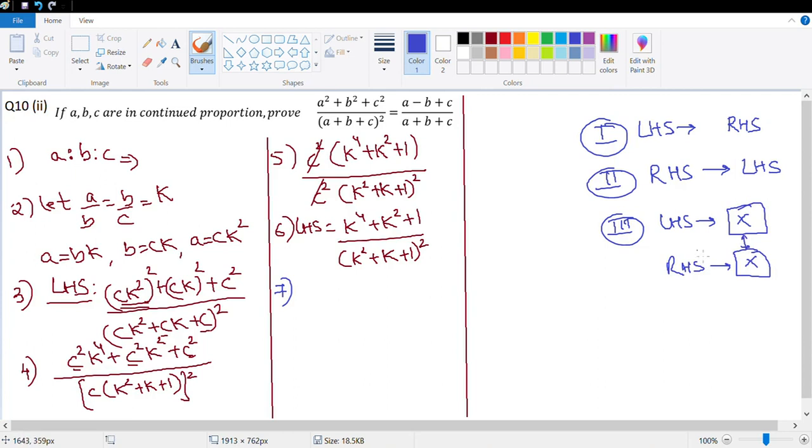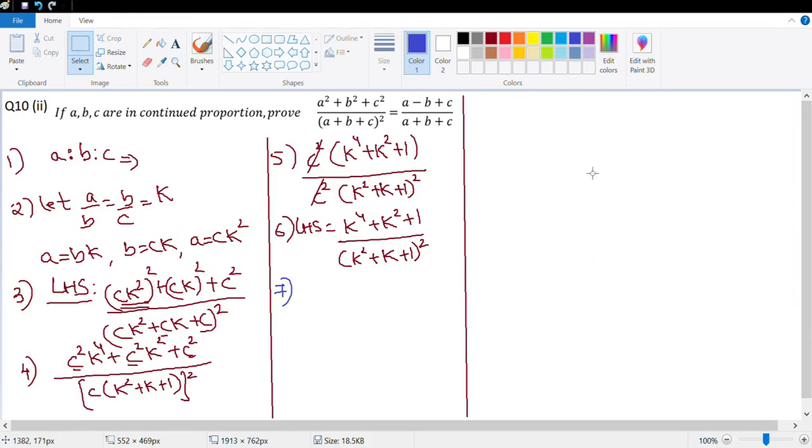You're not allowed to cross multiply. You're not allowed to bring any element from left hand side to right hand side or vice versa. So let's work with right hand side. In the right hand side, I have a minus b plus c, which would be ck square minus b, which is ck plus c. In the denominator, I have ck square plus ck plus c.